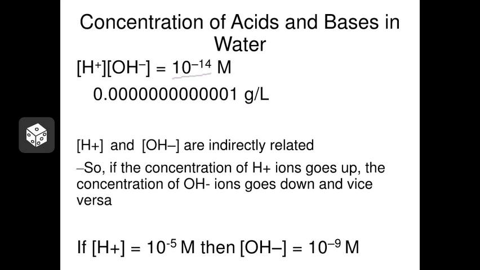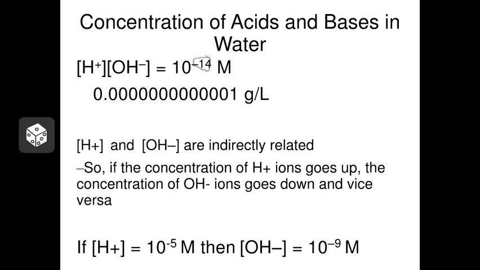Now this 14 is important. Because of this number, our pH scale, which we use to measure acids and bases, is only going to go up to 14. 14 is the upper limit for this. 14 is going to be your magic number for this section.